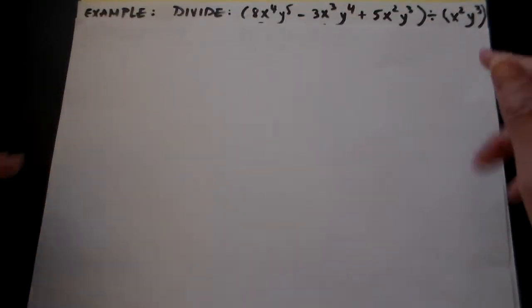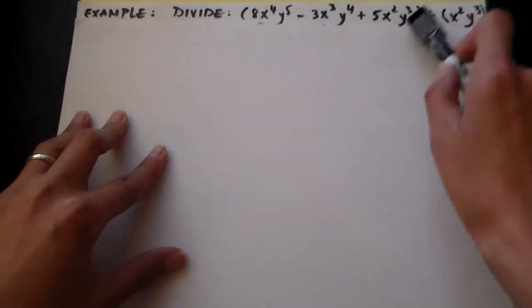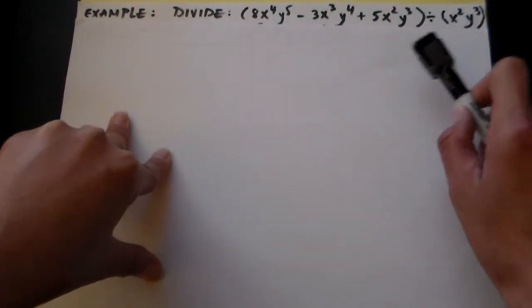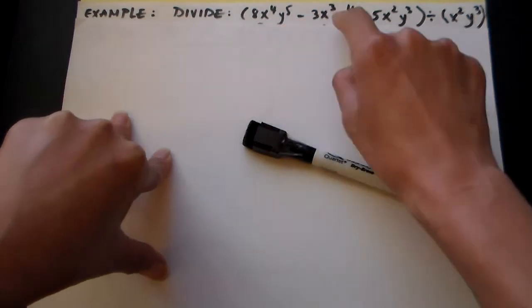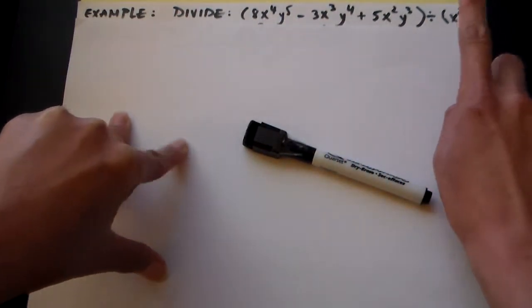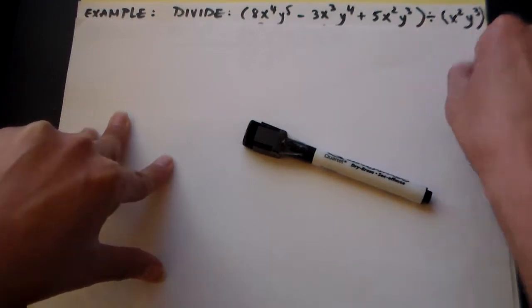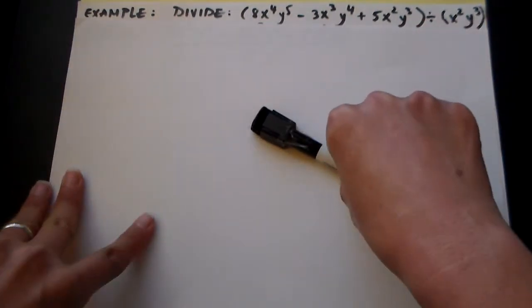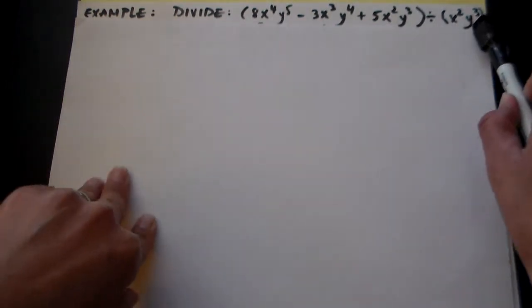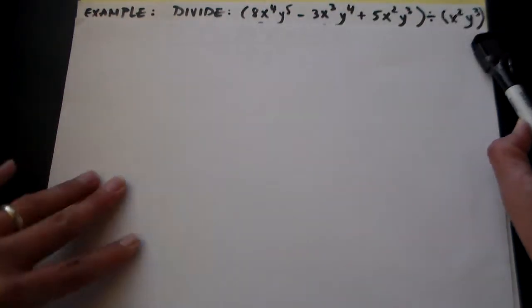In this example, you divide this first expression by this second expression. Now this first expression has 3 terms: 1, 2, 3. This second expression has only 1 term. There's no plus sign or minus sign after that. So to translate this, divide the top by the bottom, or numerator by the denominator.